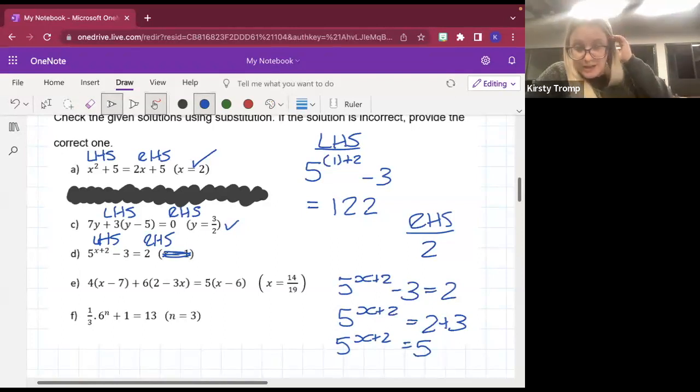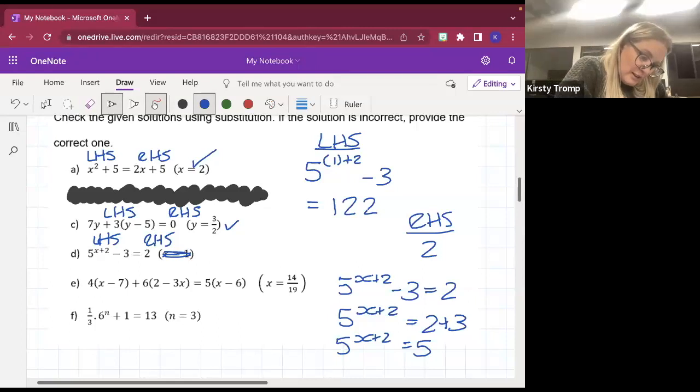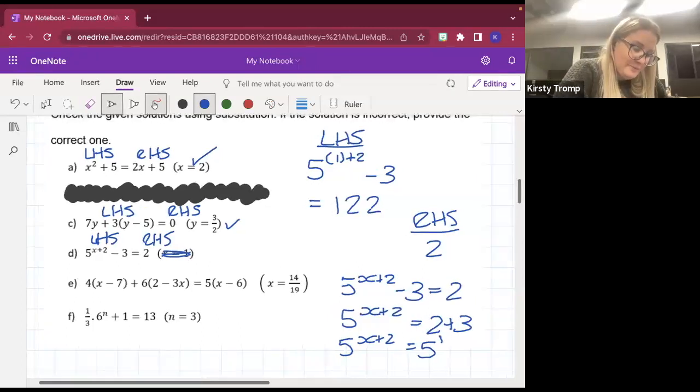When they don't write that it's got an exponent, what do we know that the exponent is going to be? Tell me in the chat. I've got 5 to the power of x plus 2. On that right-hand side, what is 5 to the power of? Good. It's to the power of 1.